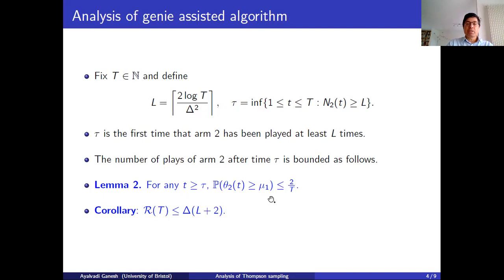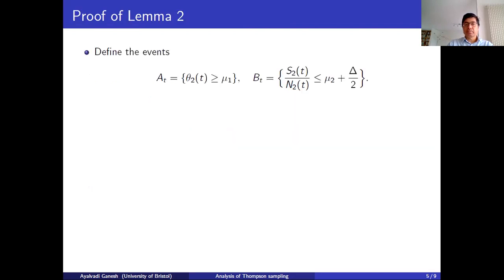And then last time we showed that, taking this lemma for granted, the regret up to time T is bounded by the gap delta between the reward parameters times L plus 2, which is essentially L. So if you multiply this out, we get a 2 log T over delta regret bound. Okay, so we still have to prove lemma 2, and that's what we are going to do this time.